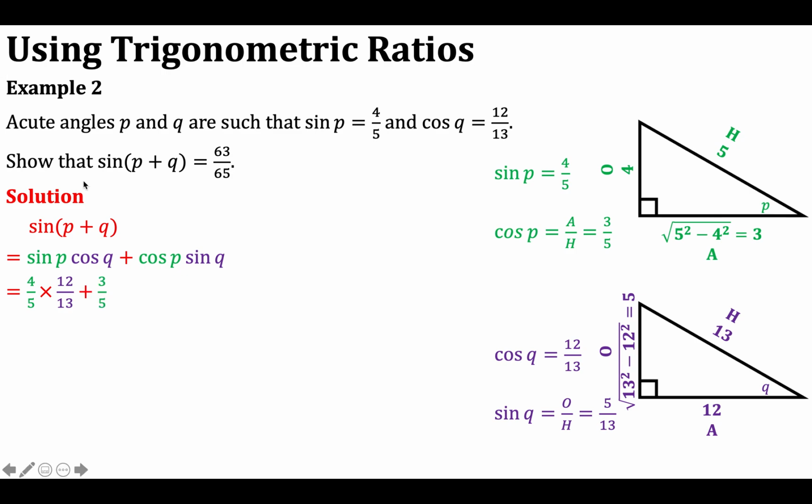But the second term here, I didn't know what these were, but I now do. So I'm adding 3/5 multiplied by 5/13. Now carrying out the multiplication, here I get 48/65 and 15/65. And adding gives me 63/65, which is what I was asked to show.